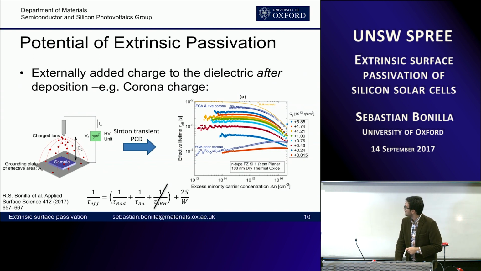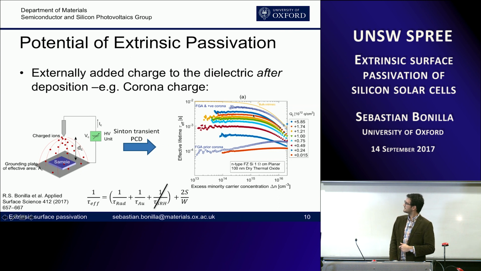If we start from around there with negligible charge concentration in the dielectric, we have effective lifetimes of around 100 microseconds. And what we saw is that as we deposit positive corona charge on that dielectric coating, we could get effective lifetimes at 10 to the 15 exceeding 3 milliseconds. So that's actually an enormous increase in the passivation quality of that film.